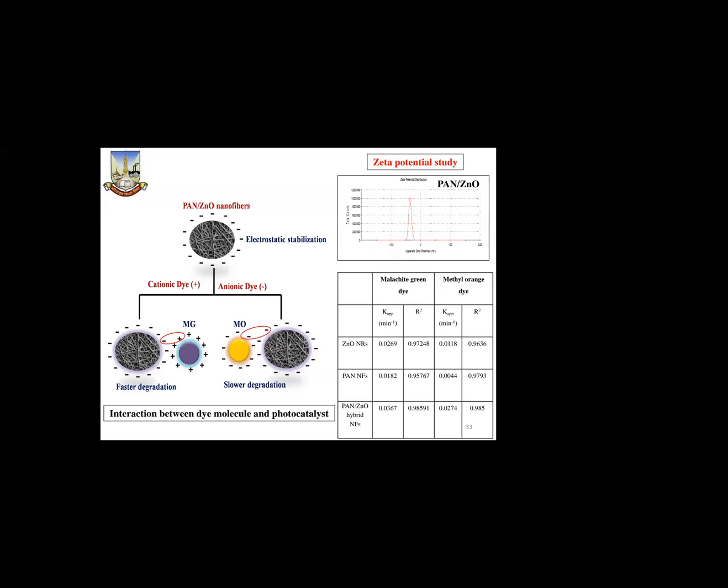Okay. When we check the zeta potential study, we found that it is more stable. Stability is more. The value comes nearby, say, between 0 and 1.0 in negative form. So it is more stable even after 3 to 4 cycles.